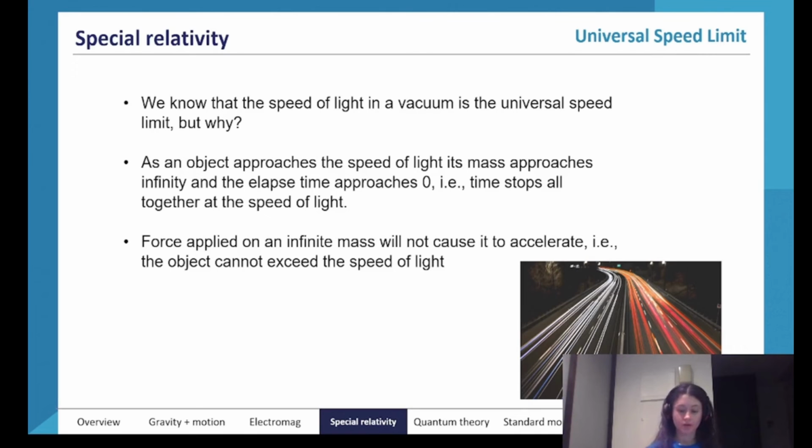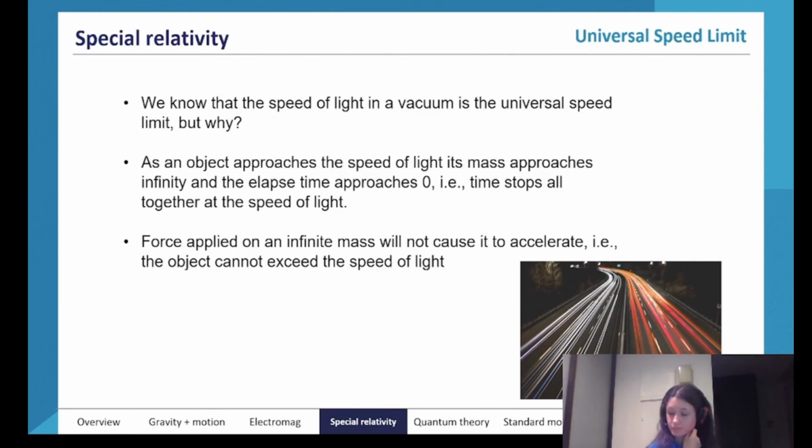If you are sitting still at your desk right now, you're going to see light traveling at the same speed as you would if you were in a train moving really, really fast, or in a spaceship moving really, really fast. You would still see light as traveling at the same speed.